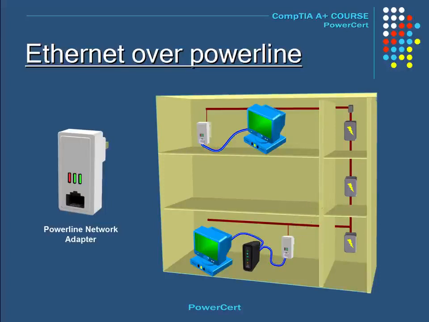And now Ethernet data will use the building's electrical wiring to deliver networking data to the other power line adapter so that the other computer can access the internet.